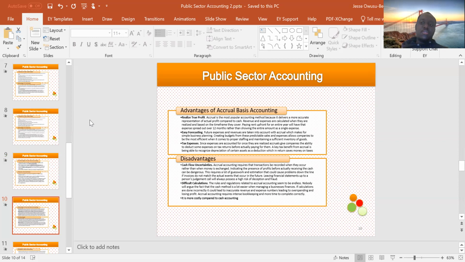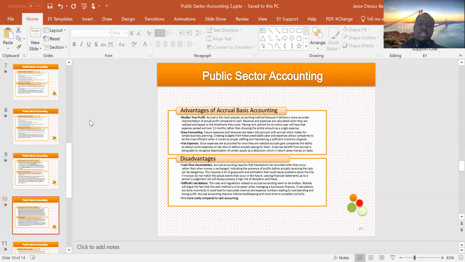The accrual basis of accounting is smart enough to spread that advance payment over the 12-month period. And so it helps in recording real or true profits. I hope that makes sense. So yeah, that's the accrual basis of accounting for you.